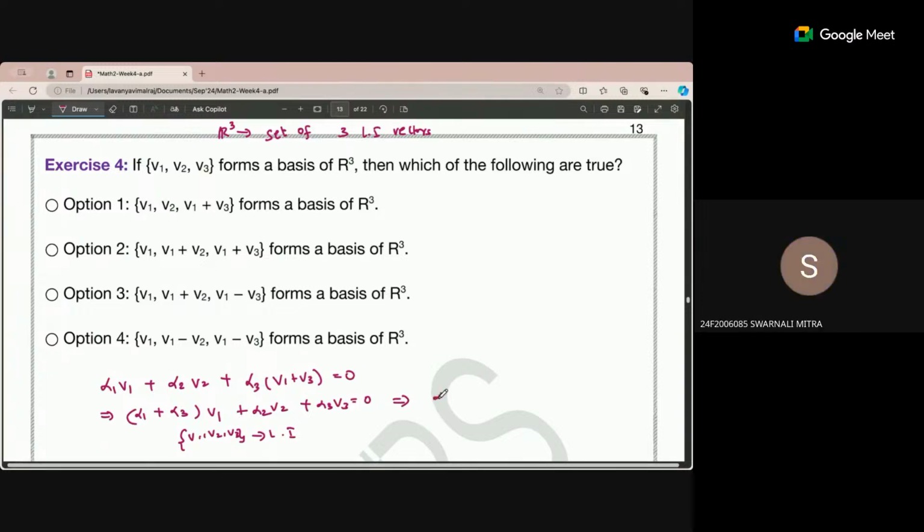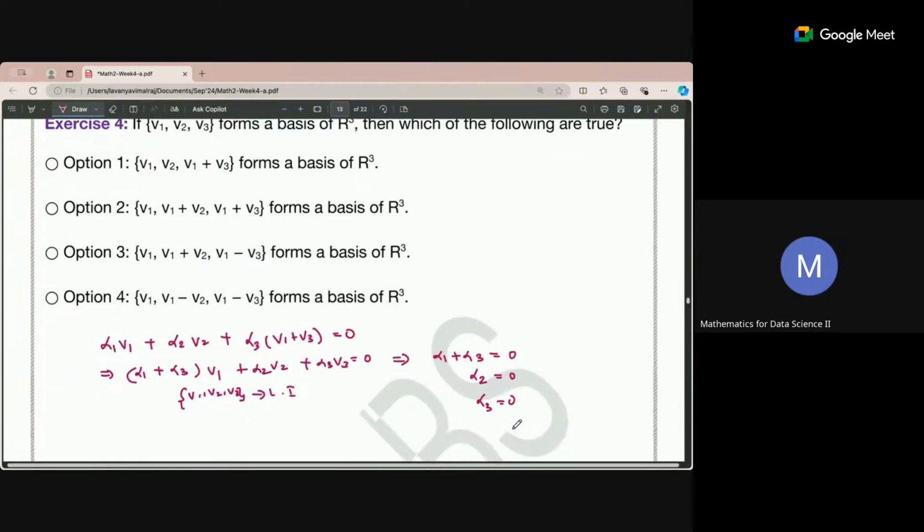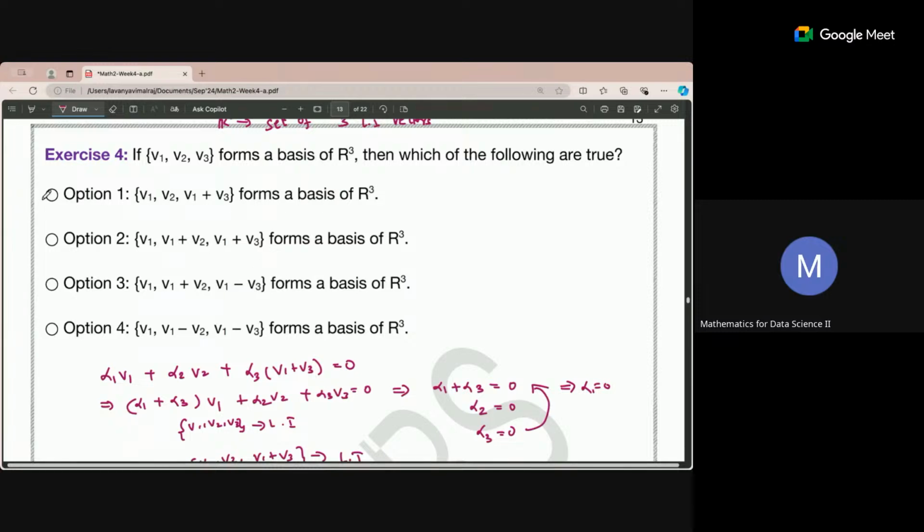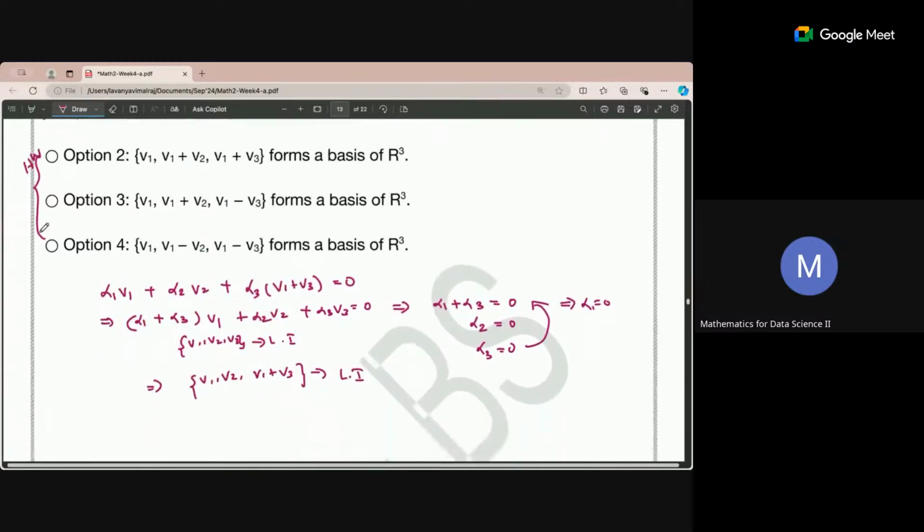Alpha 1 plus alpha 3 equals 0, alpha 2 is 0, and alpha 3 is 0. So now alpha 3 is 0, and substituting it here, it will imply alpha 1 is 0. So you see that alpha 1, alpha 2, alpha 3, all the coefficients are 0. So this means your set V1, V2, V1 plus V3 is linearly independent. If it is linearly independent, you know that it forms a basis of R3, right? In the same way, you can do the remaining 3 options as well. So I'll leave it as homework.